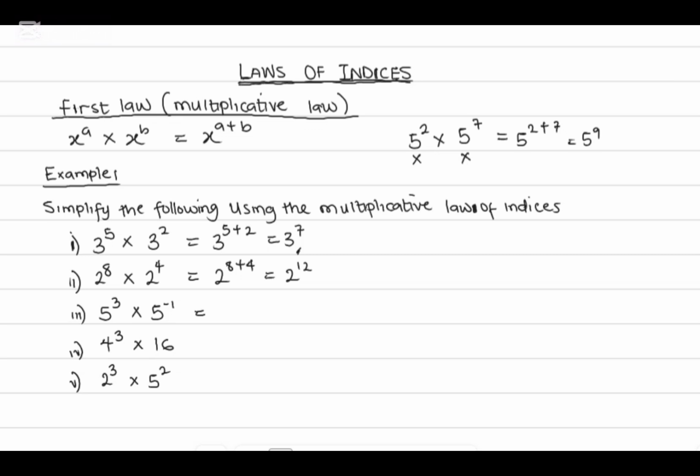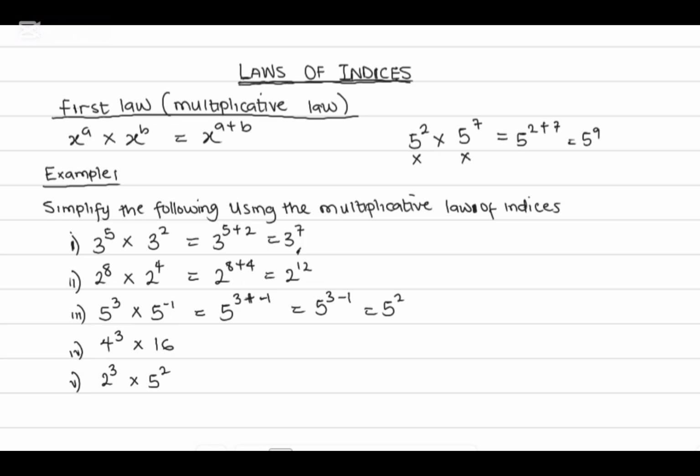Again, 5 raised to power 3 times 5 raised to power minus 1. And that will simply be 5 raised to power 3 plus minus 1, add up the power. And that will be plus times minus. And you know, when you say plus times minus, you will have minus. That's 3 minus 1. And that will give us 5 raised to power 2. Because the plus and minus are written side by side, they will multiply each other.